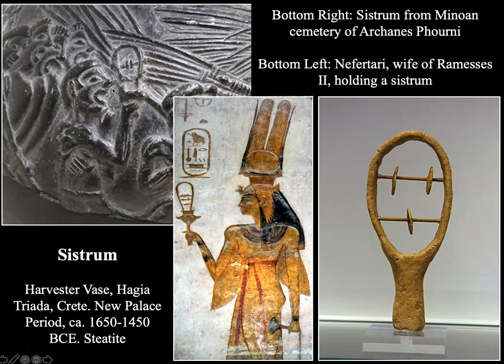So this figure is using something that we would have seen in Minoan culture, which is this sistrum instrument. This one was found in a Minoan cemetery, and this is also seen in Egyptian imagery as well. So again, encouraging this idea that it's a procession of people dancing and marching and singing as well.